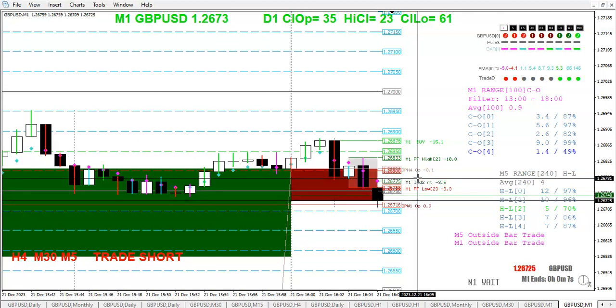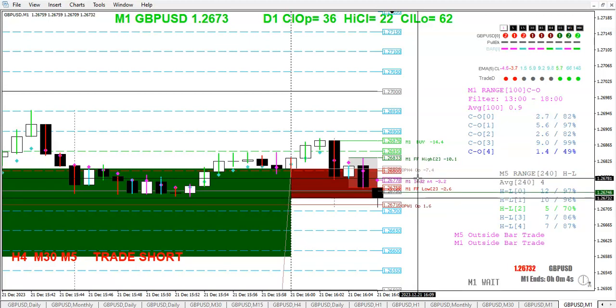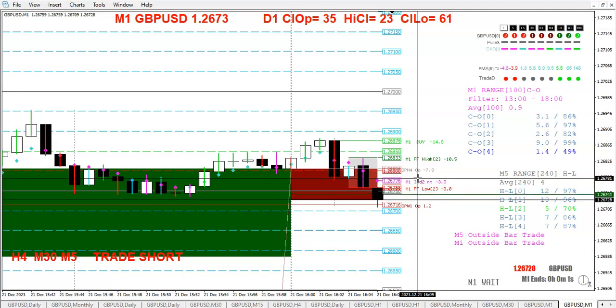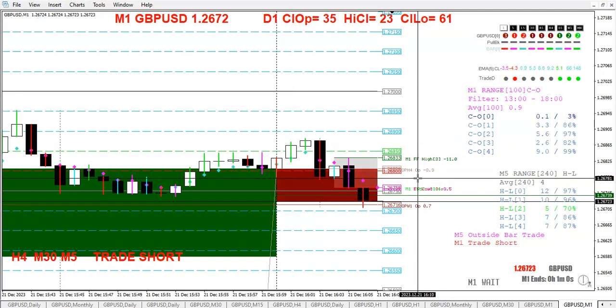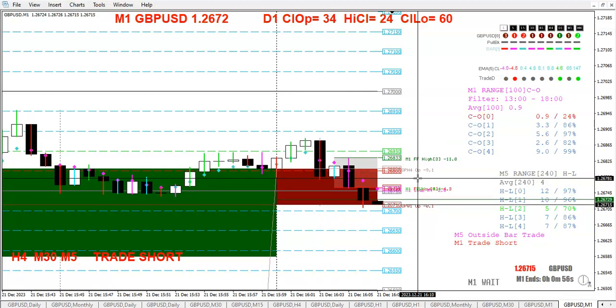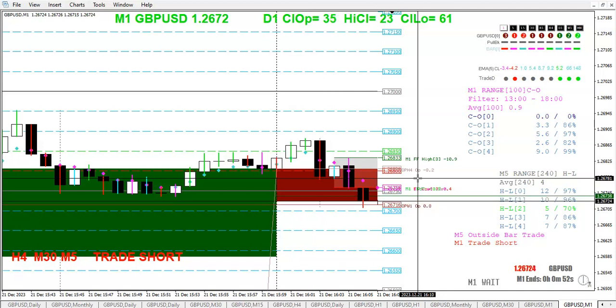Does that happen every time? No, it doesn't, but it happens often enough. Today I've got 39 pips doing just this simple little method. I just had to go look at my trade report to see. I've been lucky today because I haven't had a single loss.